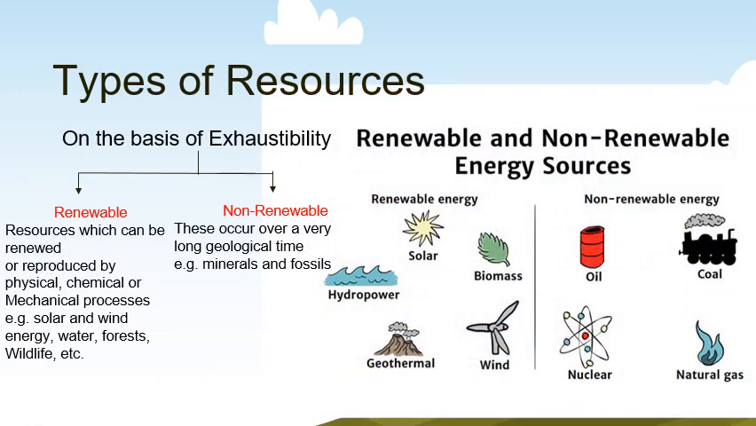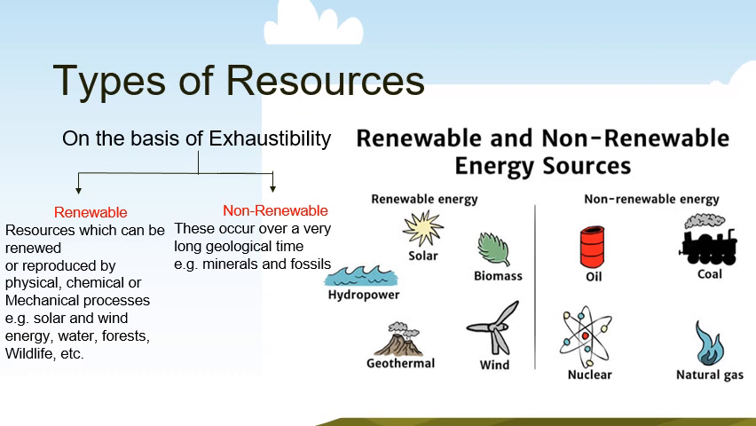Okay, the second classification is on the basis of exhaustibility. This also you have done in your previous class. Again, this is divided into renewable and non-renewable resources. So renewable resources are those resources which can be replenished naturally and are not depleted by use. They don't get over. These resources include, for example, solar energy, wind energy, hydroelectricity, geothermal energy, etc. Okay, renewable resources are essentially inexhaustible and can be used indefinitely as long as they are managed sustainably.